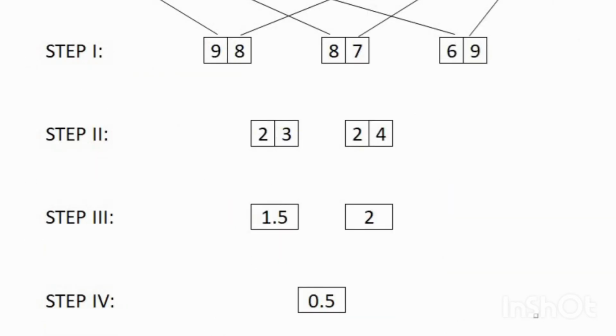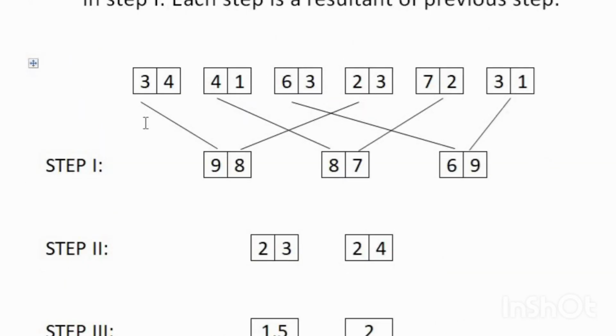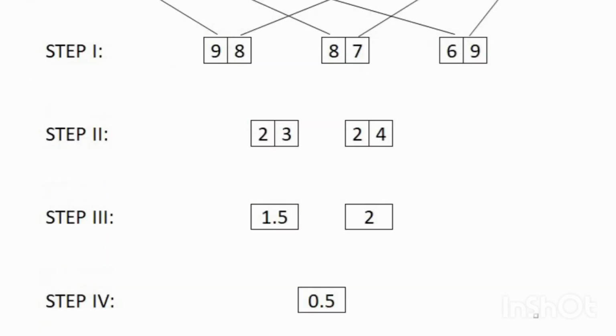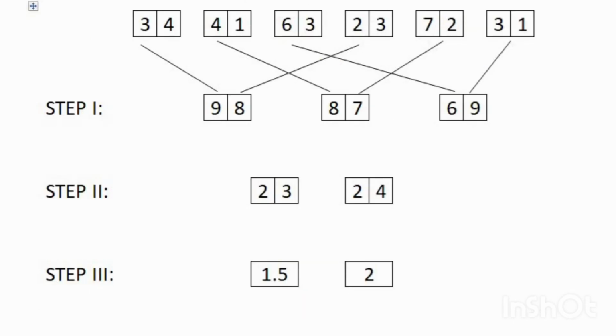Here there are 4 steps based on these numbers. The numbers are 34, 41, 63, 23, 72 and 31, and there are 4 steps based on these numbers. And in each step they applied a certain logic, and you have to find out that logic and do the following input.